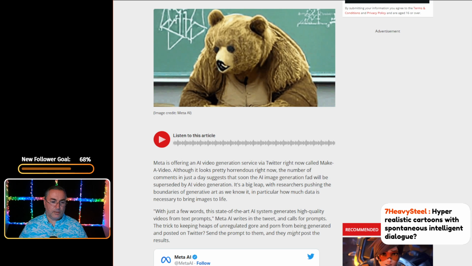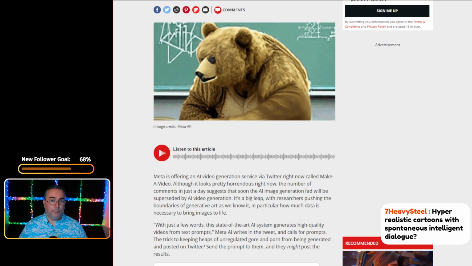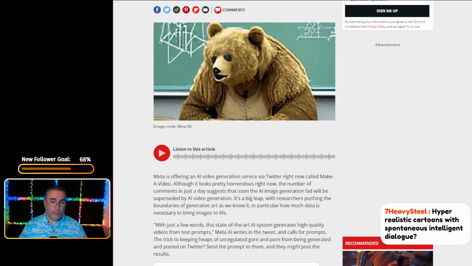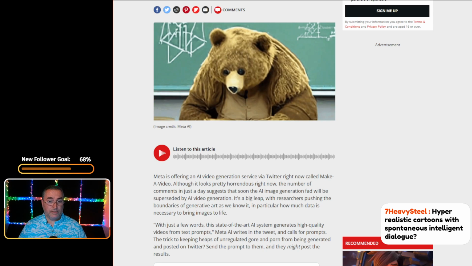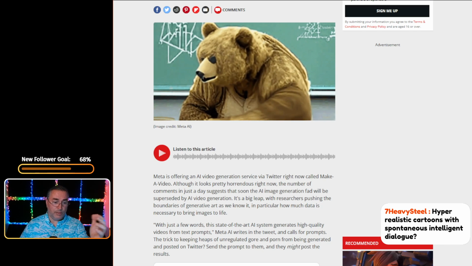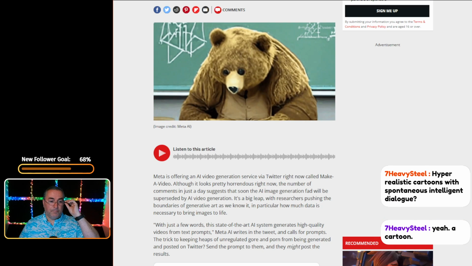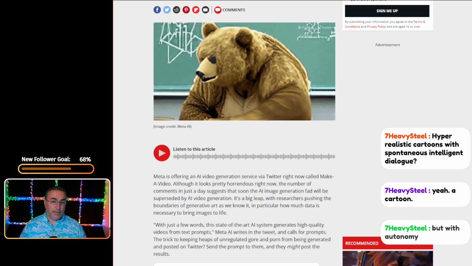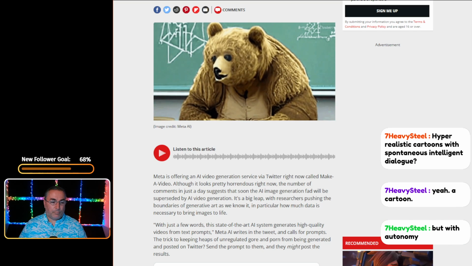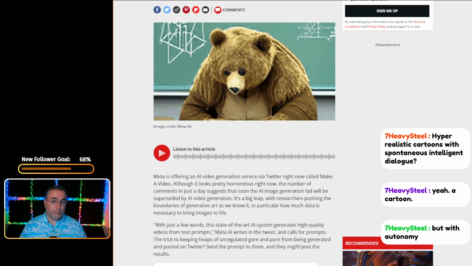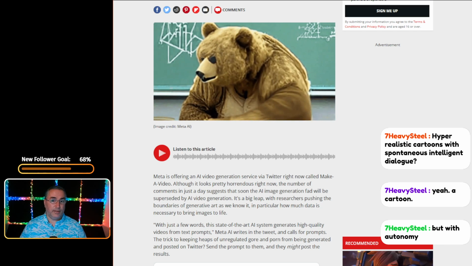So Seven says, hyper-realistic cartoons with spontaneous intelligent dialogue, question mark. But not cartoons. They would be synthetic entities in virtual space when it gets to that level, on the two-dimensional screen, but they would look and interact in their composited space as if they are three-dimensional solid beings. I suppose because it's generated and synthetic, then yeah, you could refer to it as a cartoon, but cartoons would be more interactive than ever before.